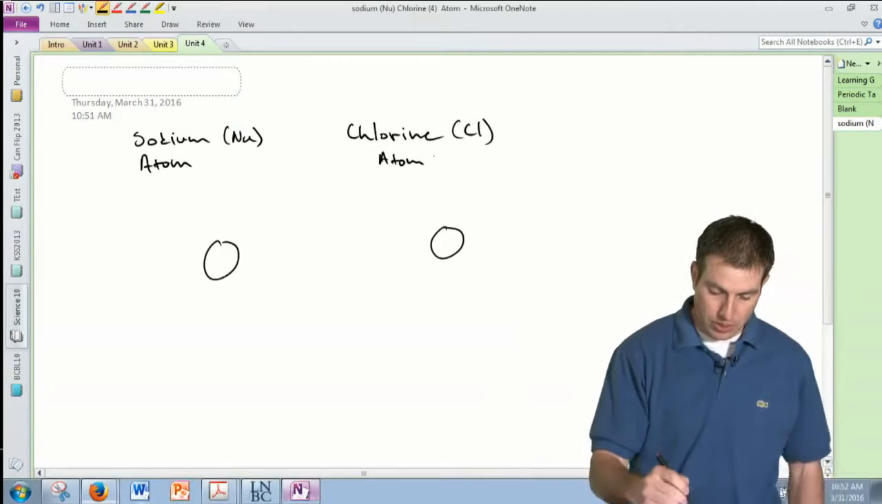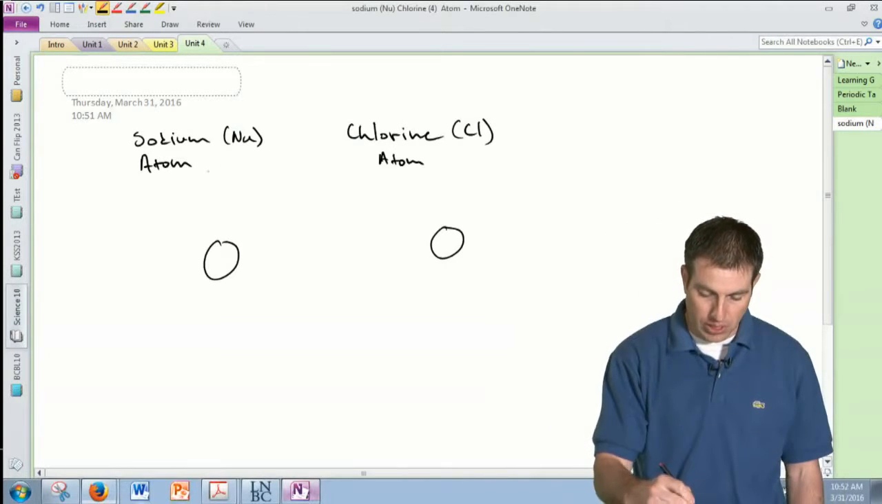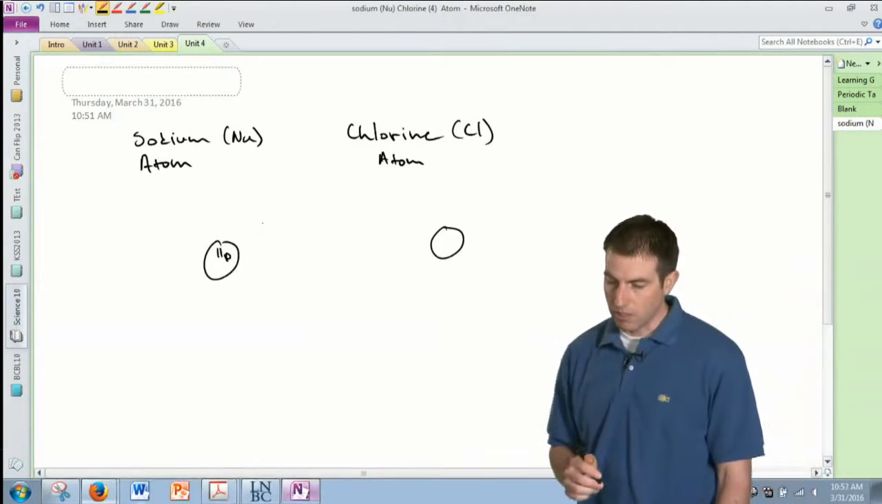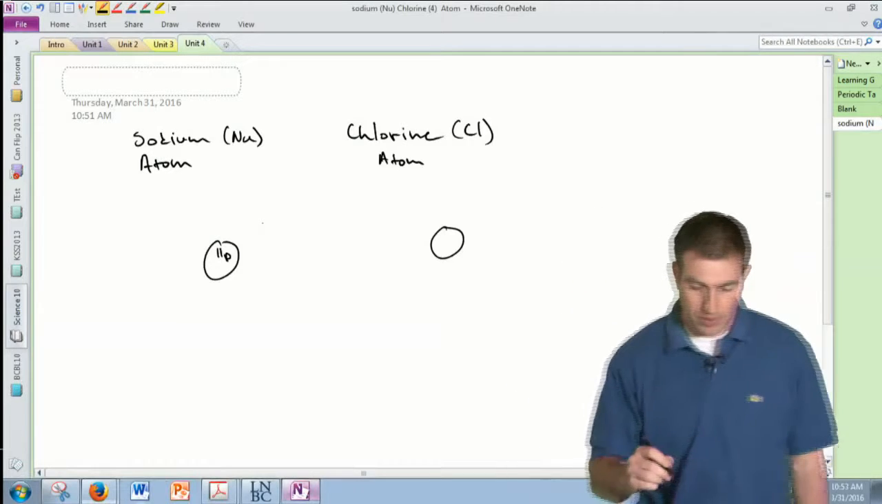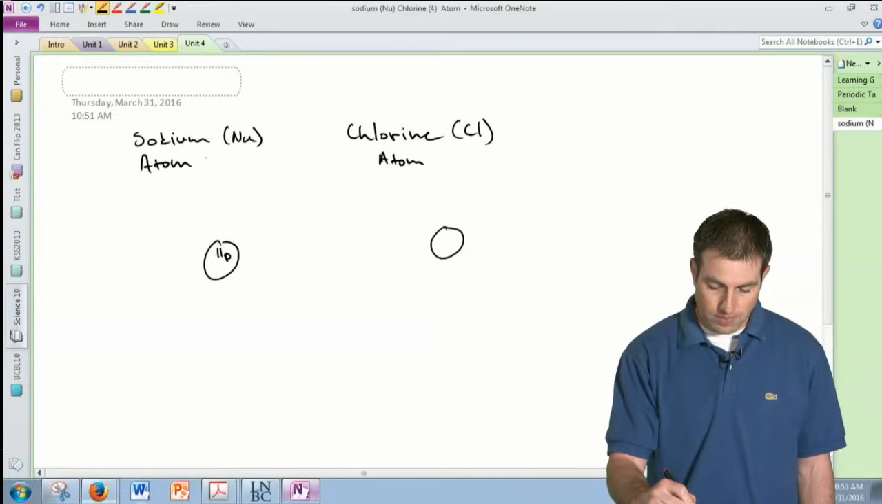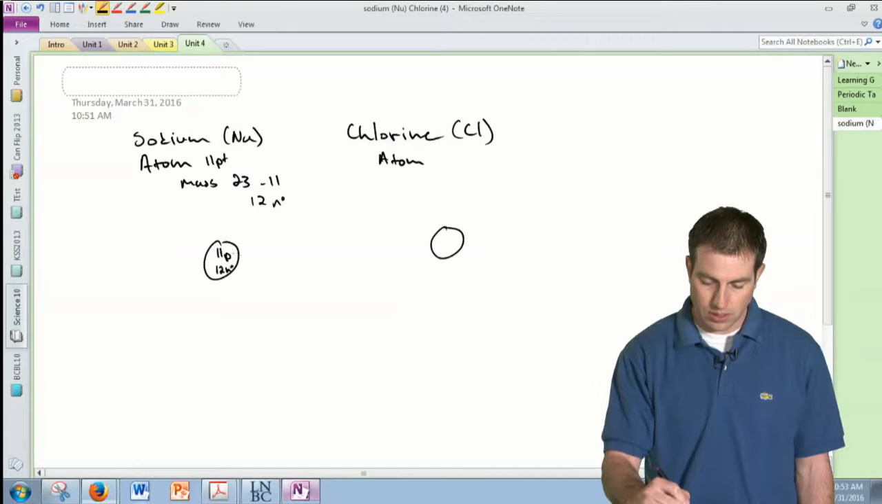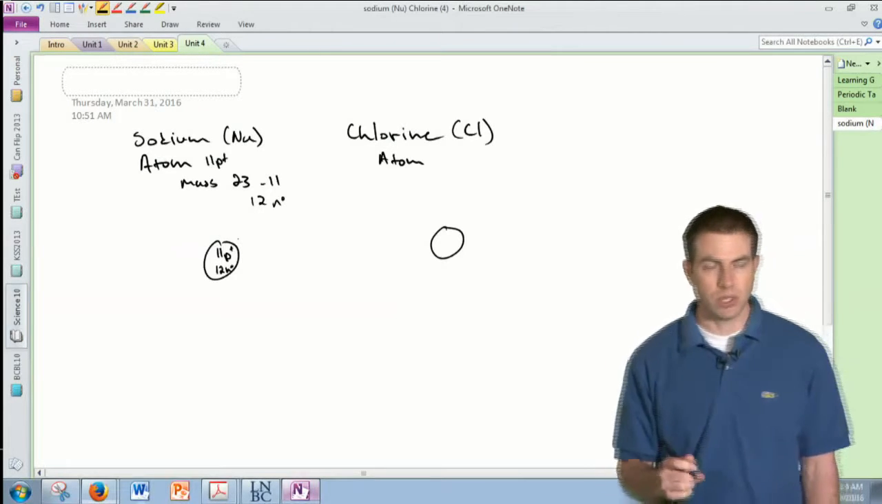Sodium on the periodic table is number 11, so it has 11 protons. And sodium has a mass of 23. So 11 protons, the mass of sodium is 23. So 23 minus 11 gives me 12 neutrons. There we go. So 11 protons, 12 neutrons.